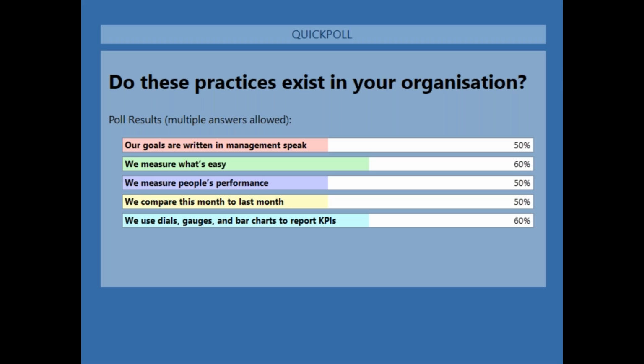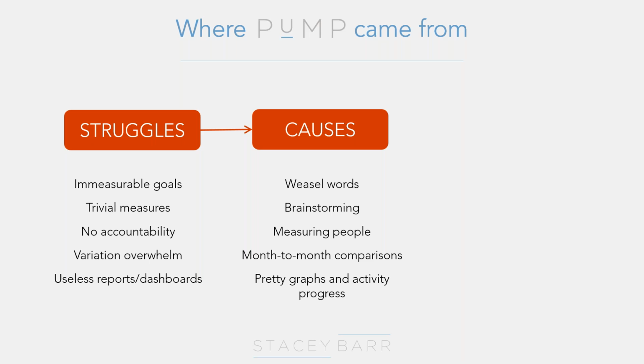Okay, thanks everyone for sharing the causes in your organisation. I'll just go back to our information here. Our measurement struggles are not going to go away unless we remove those causes. But to remove them, we can't just try harder at doing what we're doing. We can't just get better at brainstorming measures because brainstorming is the problem. We can't get more accountability for measures because our accountability model is the problem. We can't reduce the monthly variation in our measures because our focus on that month-to-month variation is the problem. So we need an entirely different approach to performance measurement.